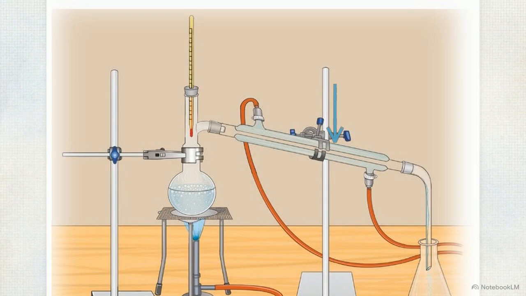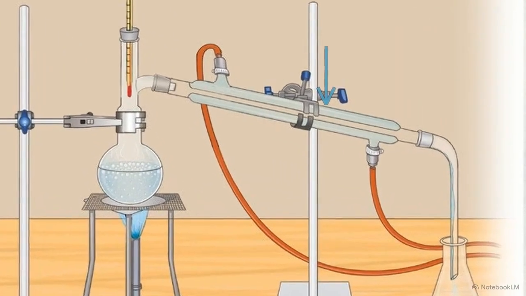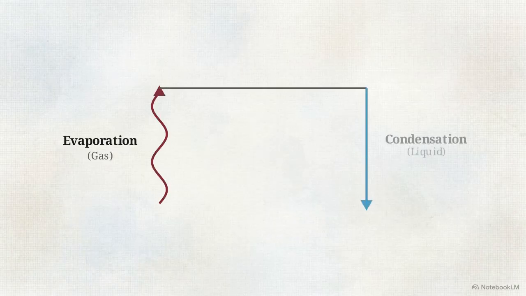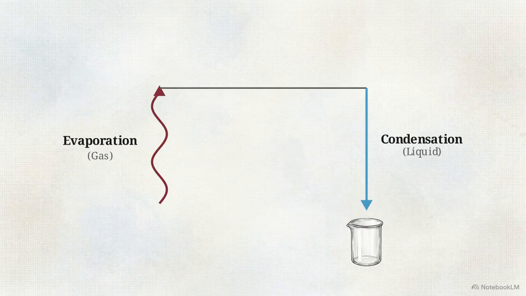In the second phase, that gas travels down this angled condenser tube. Cold water running around the outside of the tube cools the gas, condensing it back into a pure liquid that drips safely into the receiving flask. By linking a cycle of evaporation to a cycle of condensation, distillation proves we can reliably extract entirely pure substances out of complex liquid mixtures.